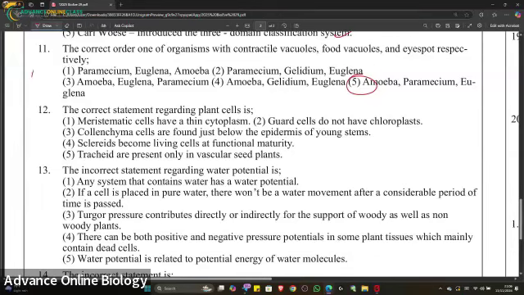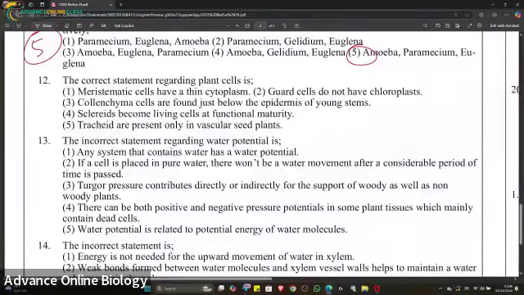Question number 12. The correct statement regarding plant cell. Meristematic cells have thin cytoplasm? No, we said not thin, it is dense cytoplasm. So wrong statement. Guard cells do not have chloroplast? No, they have chloroplast, so "do not have" is wrong. Parenchyma cells are found just below the epidermis of young stems. Parenchyma present just below the epidermis, yes.